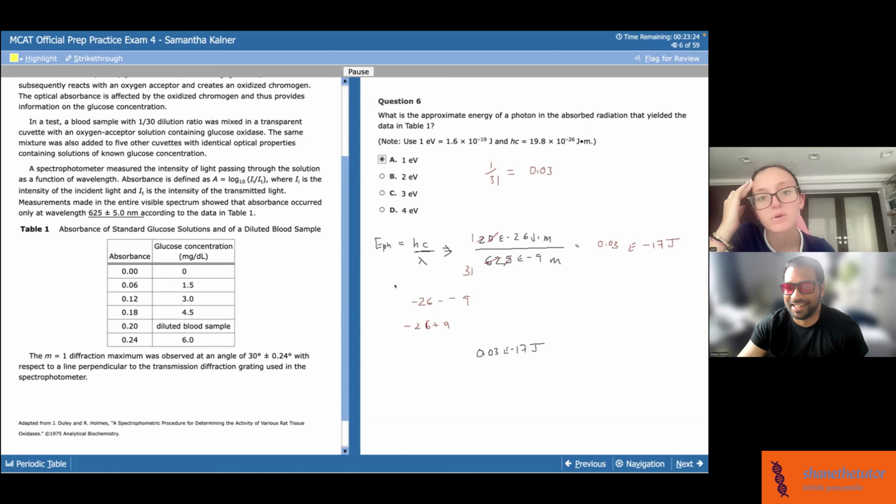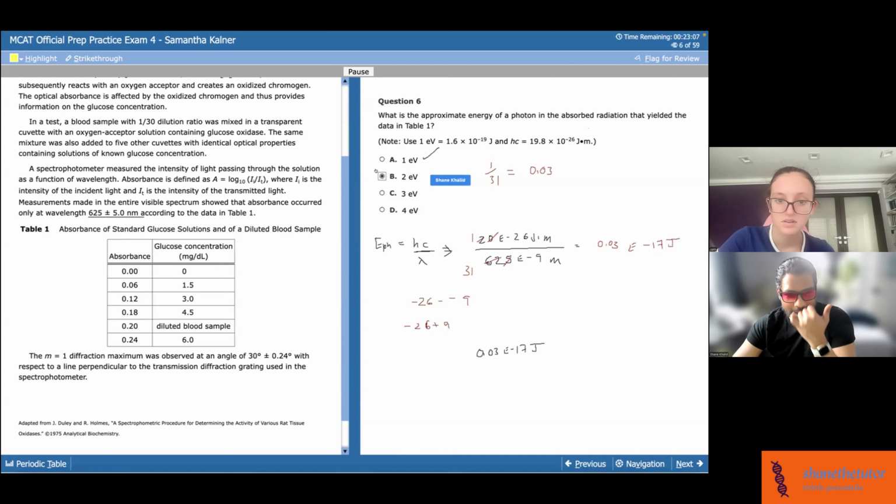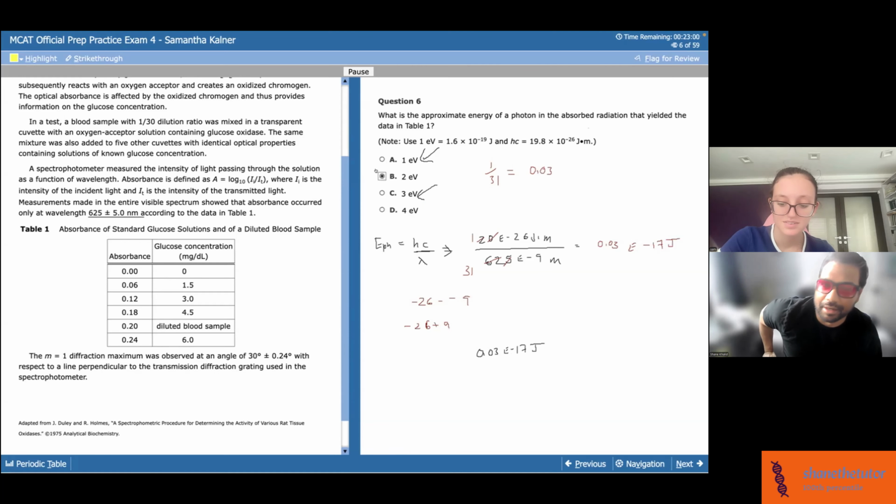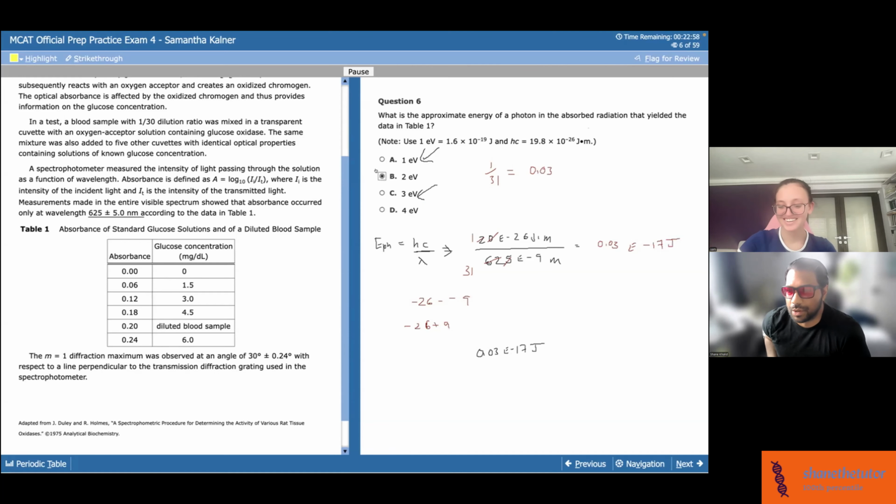Again, don't rush this. So then 1.6 divided by 3, and it's 2. Okay, yeah. But definitely don't rush this, because you were kind of saying the answer was 1 electron volt, and then you said something like 3, but those weren't right. Just do it really slowly and systematically.